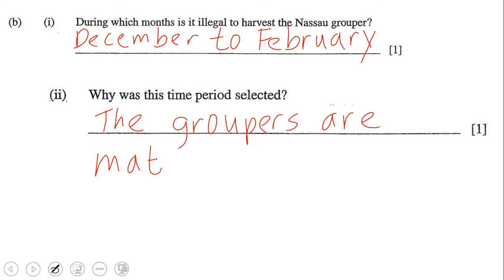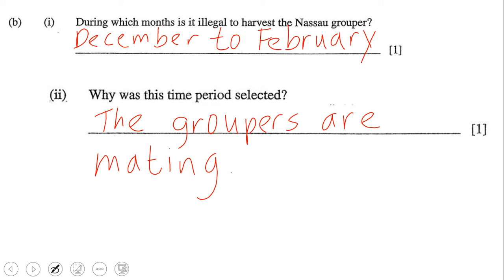And so since the groupers are mating during this time, you don't want to bother that process. You don't want to inhibit them or prevent them from mating. So this time period was selected so as to allow the grouper to mate, allow them to have their young, and allow them to have some space before we go ahead and harvest them.